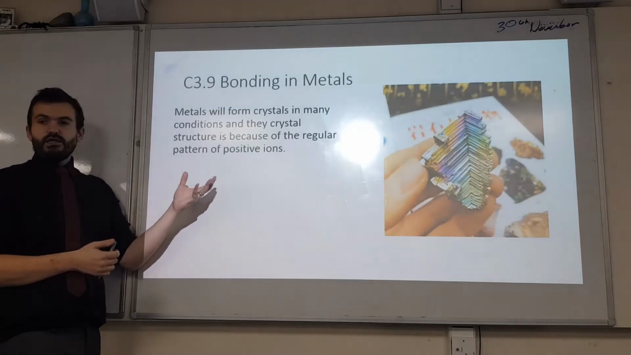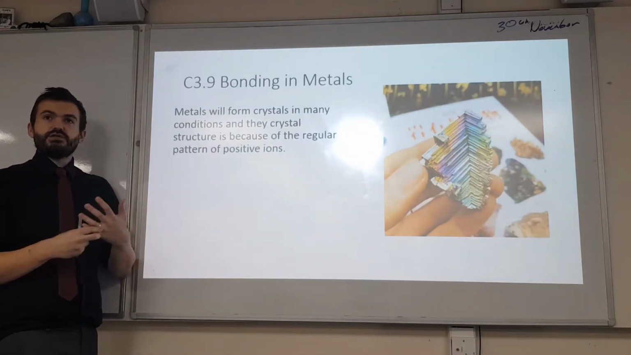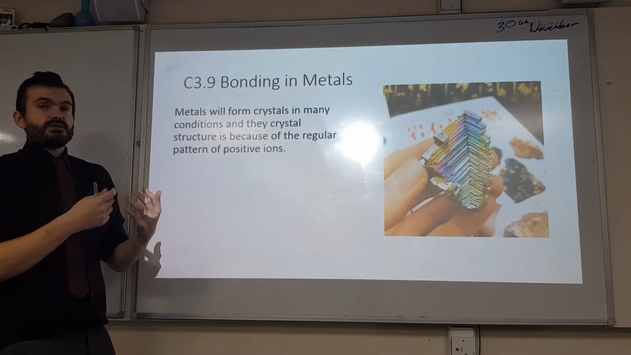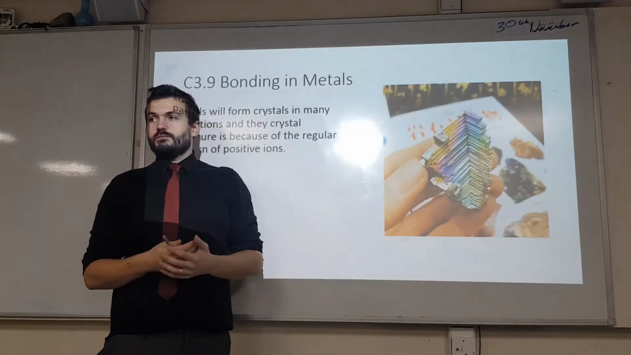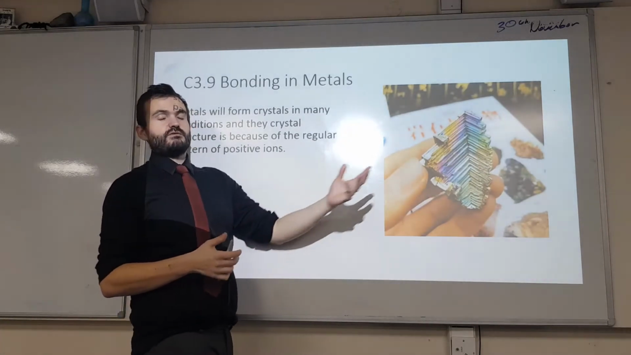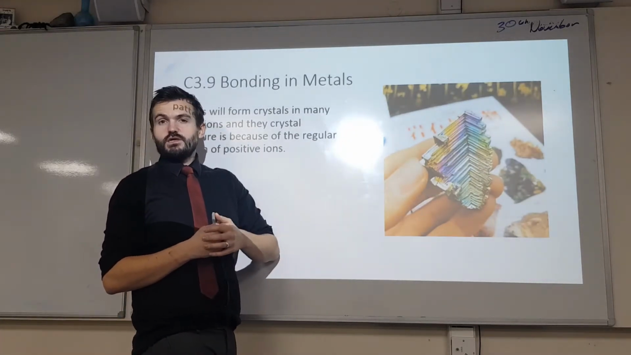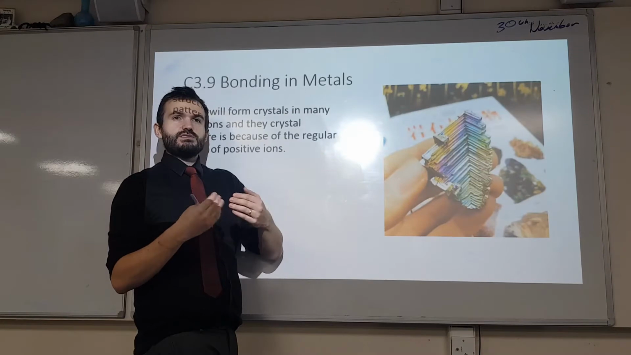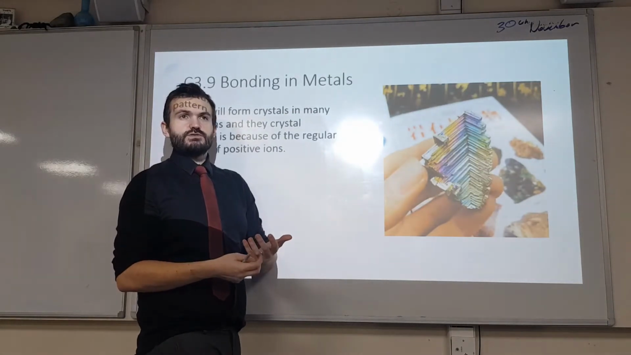If we were to look at some metals, you can actually grow crystals, and it makes it more obvious. So this is bismuth. Bismuth is quite a famous metal for having these very, very regular crystalline patterns. Because we have this regular repeating pattern, that's how we get these crystals.